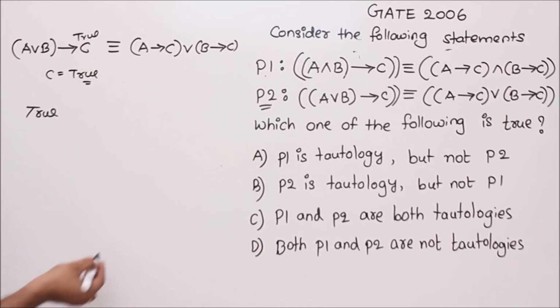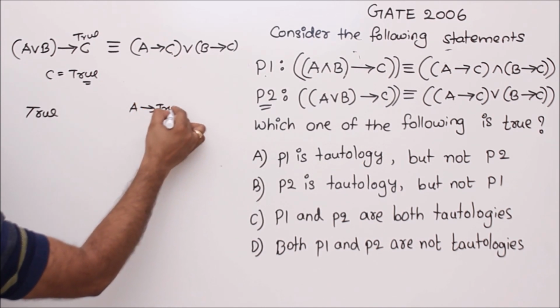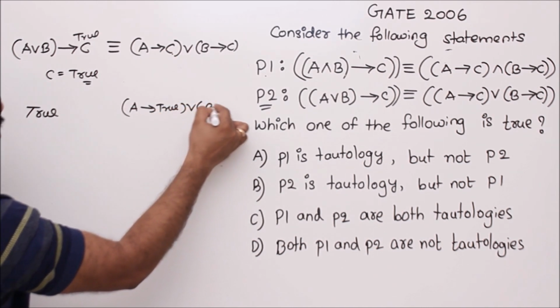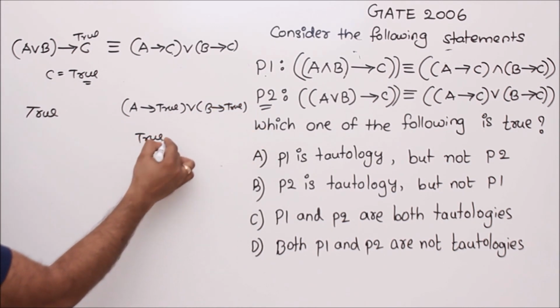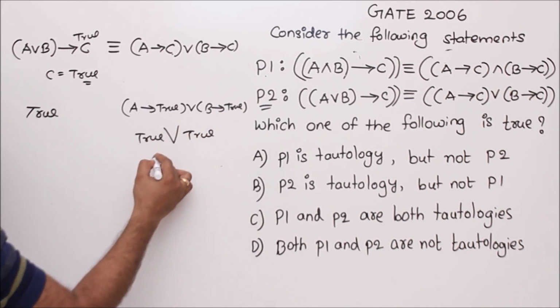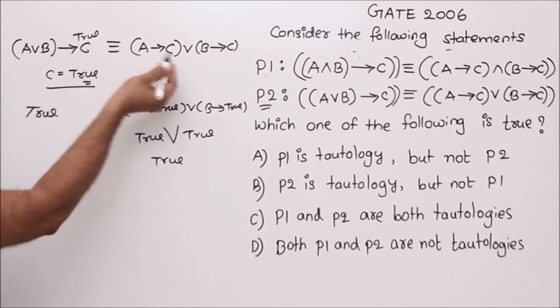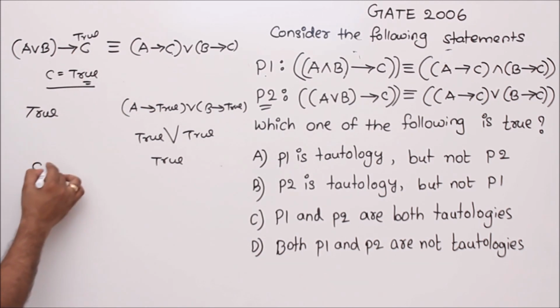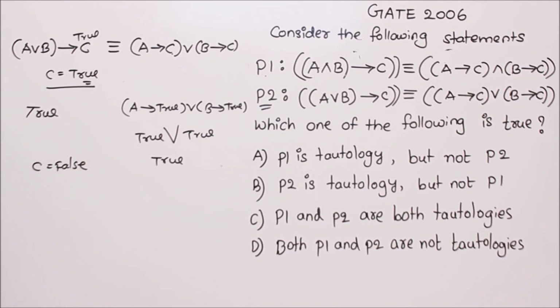Let's say LHS is true. When C value is true, this formula will become A implies true or B implies true, isn't it? We know that A implies true is automatically true. So many times we have seen. B implies true is automatically true. So true or true is true. Finally, we prove that when C value is true, both expressions have the same truth value. But we have to check for C value false also, right?